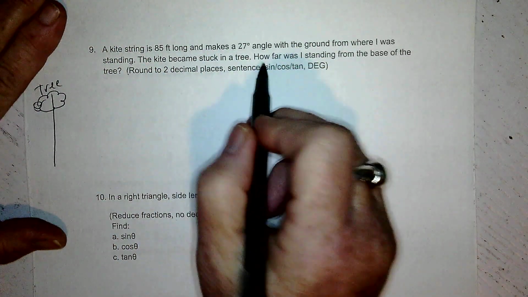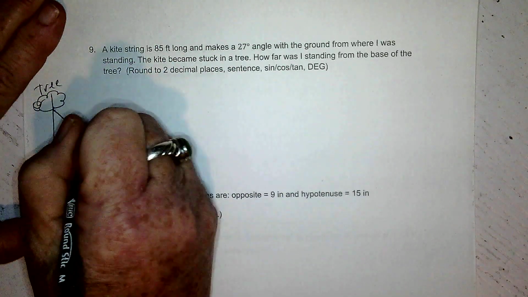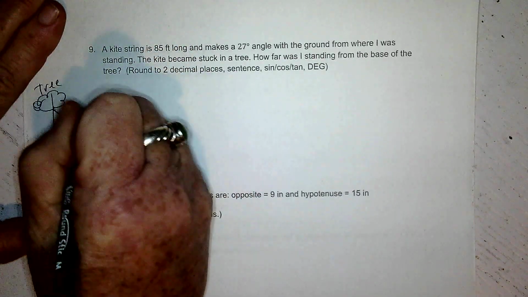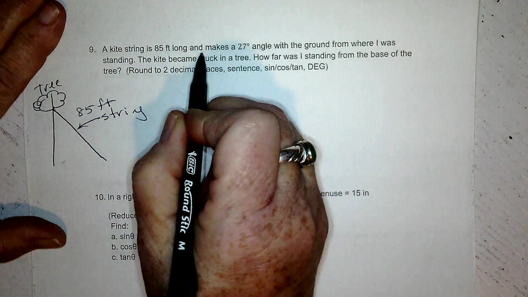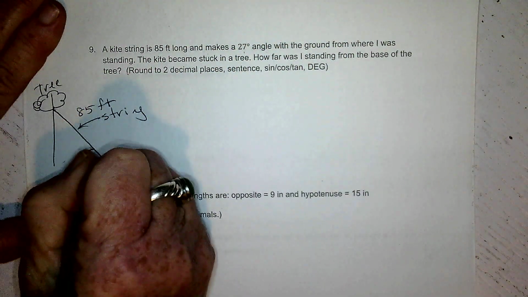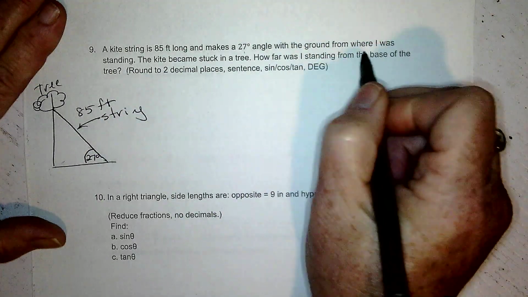Kite becomes stuck in a tree. All right. Here's my string, and it's 85 feet. This kite string makes a 27-degree angle with the ground. So that means this angle is 27 degrees from where I was standing.